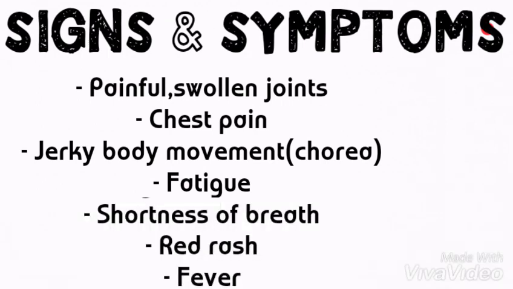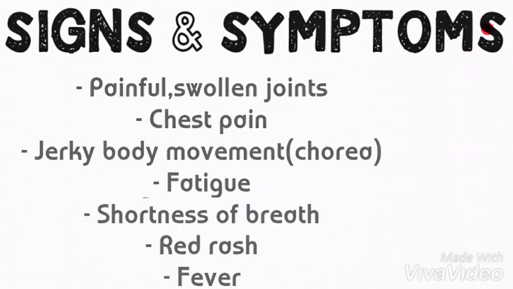Coming to the signs and symptoms, there will be painful, swollen joints due to inflammation of the joint tissues, chest pain due to carditis, jerky body movements or chorea due to autoimmune response in the basal ganglia of the brain, fatigue due to infection, shortness of breath due to carditis, red rash due to inflammatory response of the skin, and fever due to inflammatory response or infection.